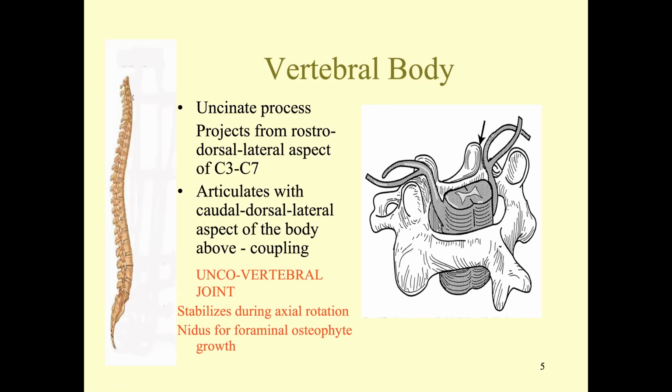Now, what is the function of this uncovertebral joint? It stabilizes the spine during axial rotation by coupling it to the vertebra above and to the vertebra below. And importantly, it is also the nidus for foraminal osteophyte growth. So more often than not, the foraminal osteophytes grow from near the uncinate process and the uncovertebral joint. So you must look at the CT scan or the X-ray carefully before you attempt anterior surgery. See what is happening to the disc, see where the uncovertebral joints are.